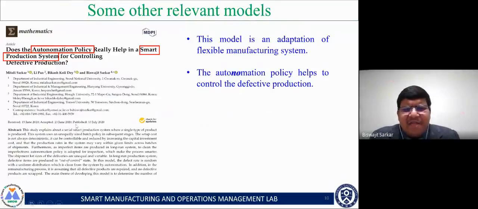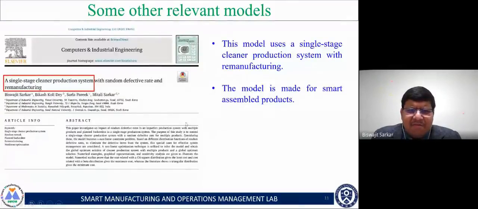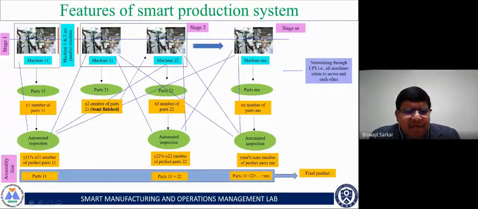This is something we published in a paper. We already published these two papers with the automation policy, and another one with Dr. Vikas Kulide, which is the initial one that we published with the automation policy.